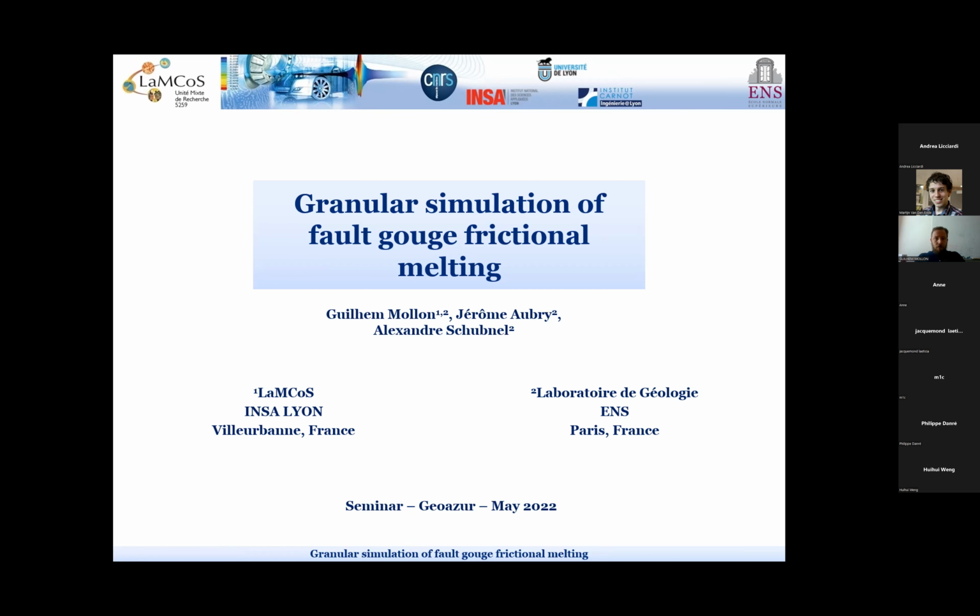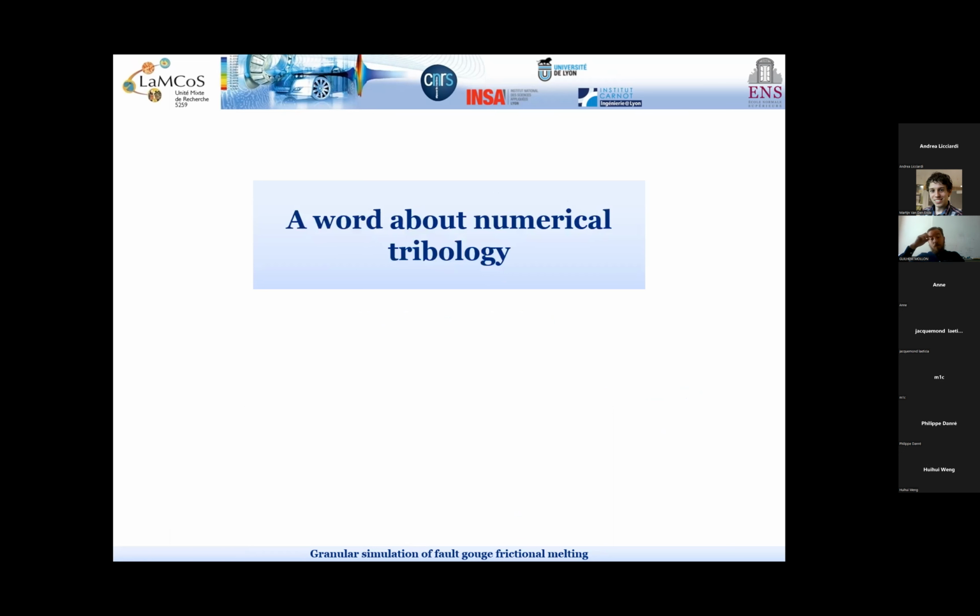Okay, so before going to geosciences, I would like to take a little detour about tribology, because it's one of the topics of the lab where I work. Tribology is the science of friction and wear of materials in contact. And I'm going to talk a bit about numerical tribology.